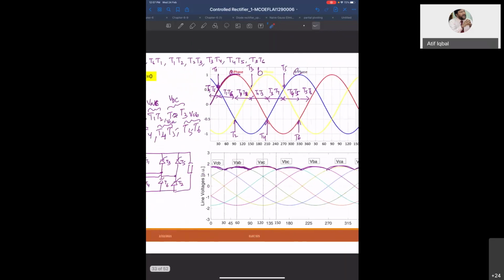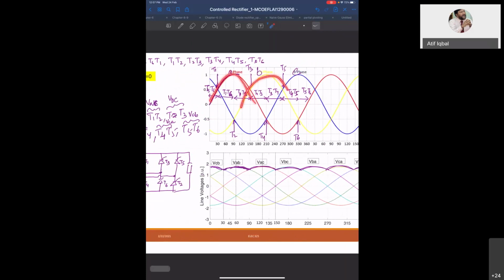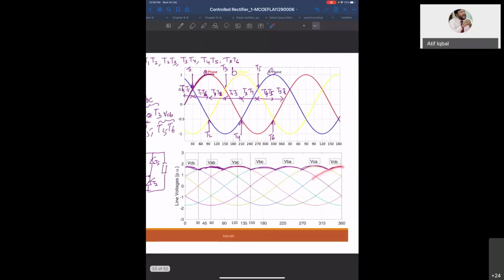Now, I will draw the three-phase sine wave. I have drawn the three-phase sine wave. Now, from this, I will draw the line voltages. So, I will draw line voltage VAB, VAC, VBC, VBA, VCA, VCB. So AB, AC, BC, BA, CA: 1, 2, 3, 4, 5. And then this and this together is 6. So 6 line voltages are drawn.